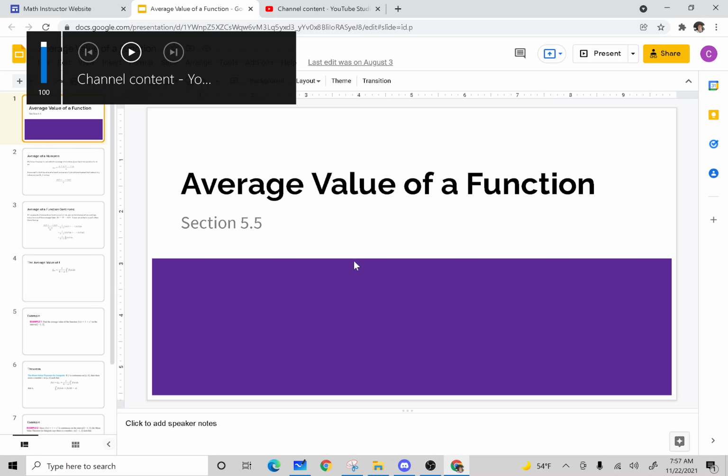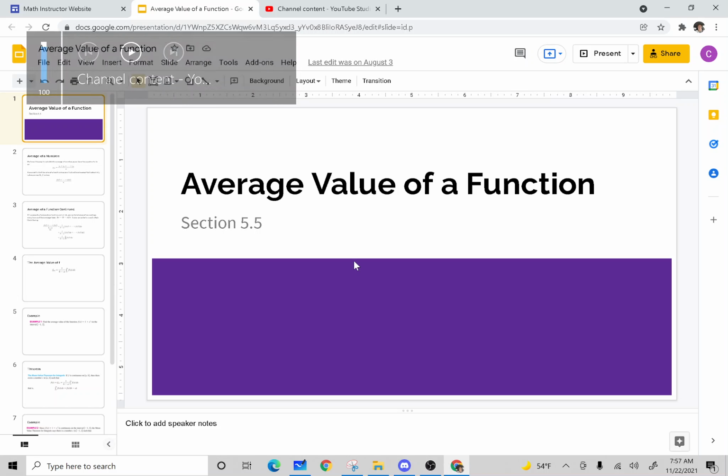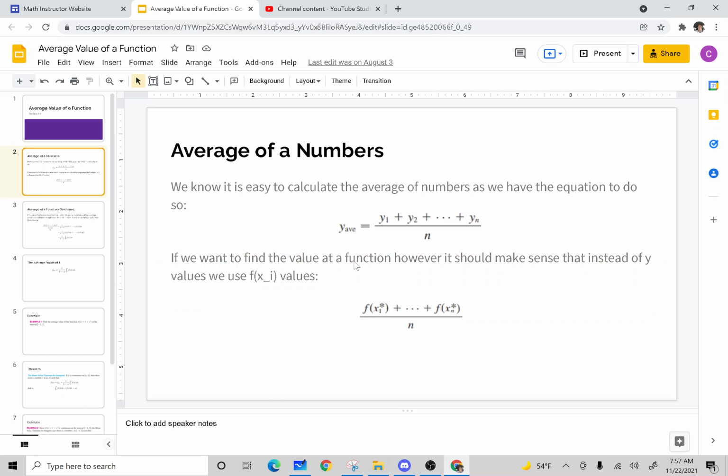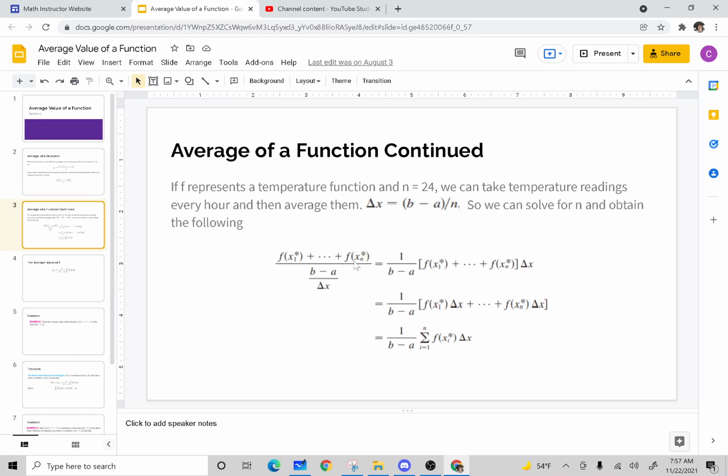So our final section of this class is going to cover the average value of a function, section 5.5. We know it's easy to calculate the average of numbers: we add up all the numbers and then divide by the total number of numbers in the set. If we want to find the average value of a function, it should make sense that you take the f of x_i values and then divide by how many there are.